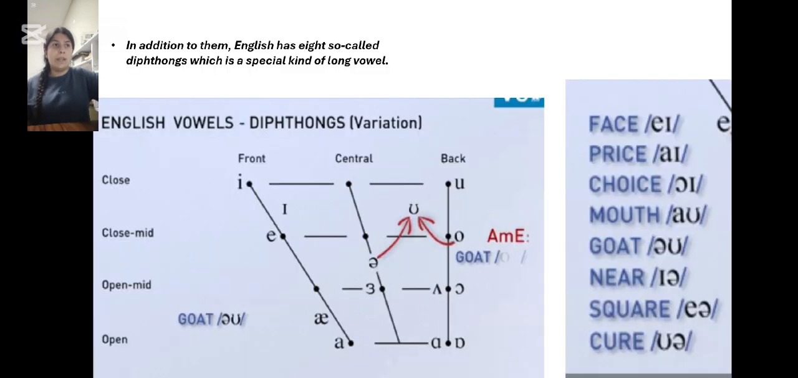In addition to them, English has 8 so-called diphthongs, which is a special kind of long vowel. For example, when we say face, price, choice, moth, god, near, scare, and cure. As you can see, we pronounce these vowels as two different vowels, and we call them diphthongs.